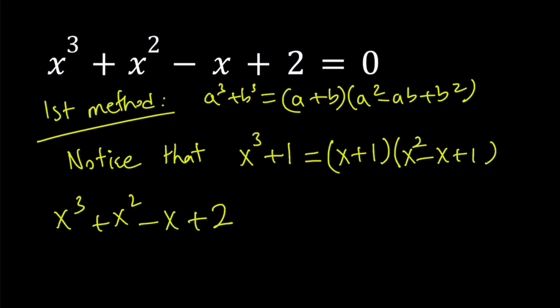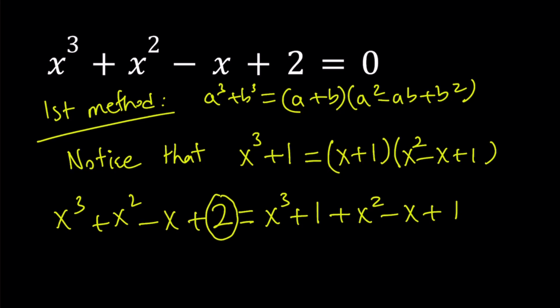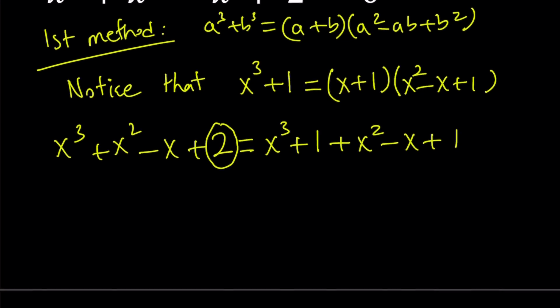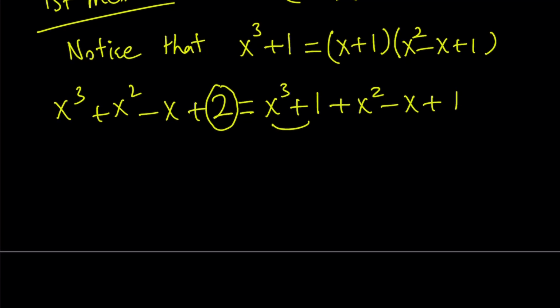to make it factorable. So my polynomial is x cubed plus x squared minus x plus 2, but it can be written as the sum of two polynomials that have a common factor. What is it? It is x cubed plus 1 and x squared minus x plus 1. So what I did was I broke down the 2 into two pieces, and that gave me two polynomials or two pieces with a common factor.